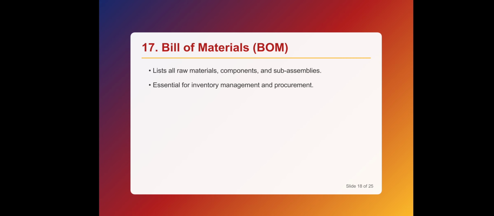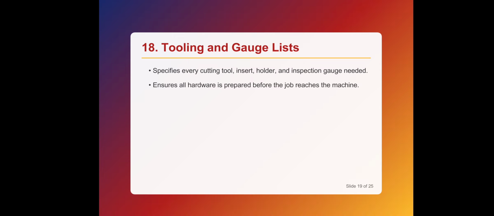So, bill of materials, that is BOM, lists all raw materials, components and sub-assemblies, and is essential for inventory management and procurement. Next one is tooling and gauge list. It specifies every cutting tool, insert, holder and inspection gauge needed. It ensures all hardware is prepared before the job reaches the machine. These are the main important tooling and gauge list.